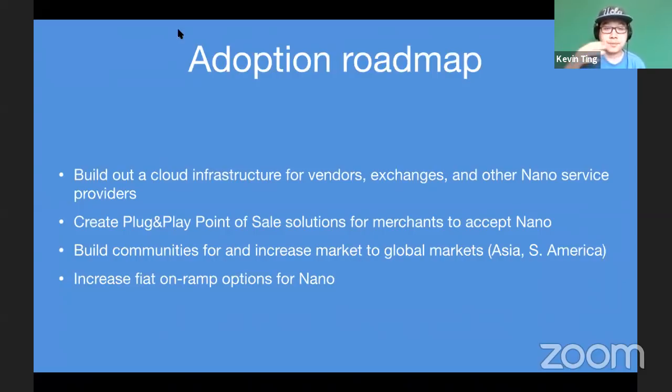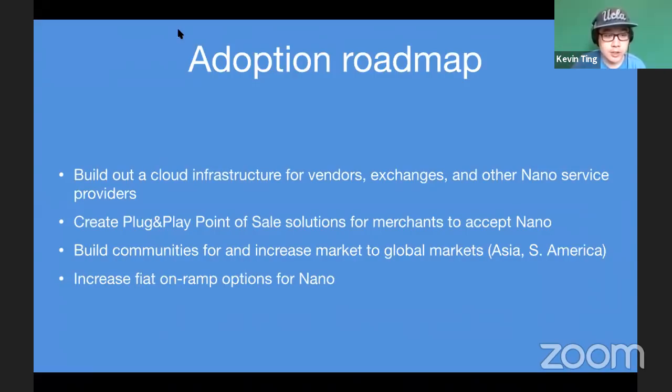So I want to walk through a few points on what you can look forward to in the coming months or year. Adoption roadmap. They want to build out a cloud infrastructure for vendors, exchanges, and other Nano service providers so they can more easily utilize Nano in their business without having to build an infrastructure from scratch to support the transfer of Nano. They're also in the process of creating a plug-and-play point-of-sale solution for merchants to accept Nano. So this means they will have the ability to support different hardware devices in order to potentially use Nano on your mobile wallet and just pay at a merchant.